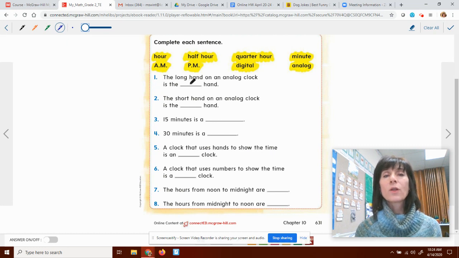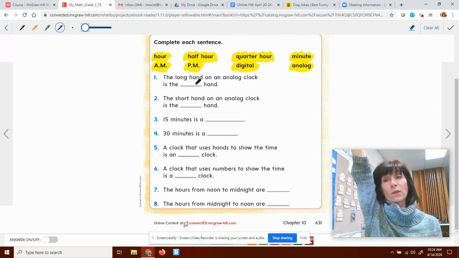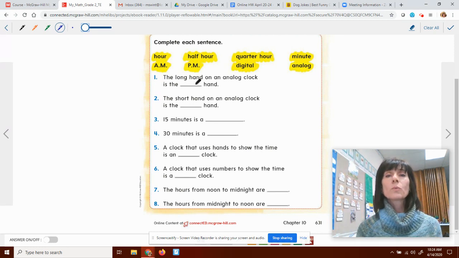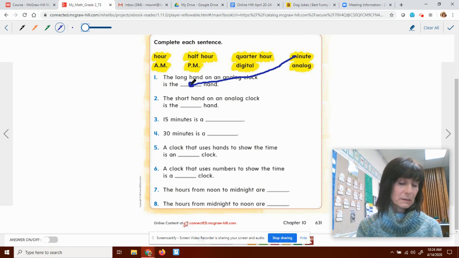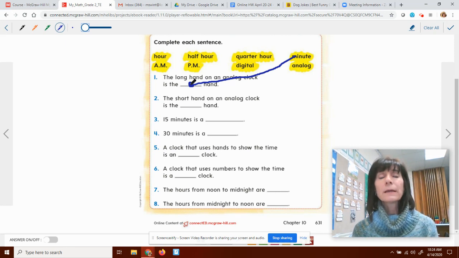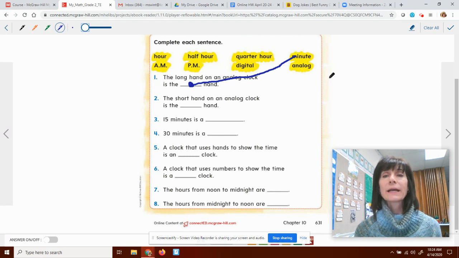Number one, the long hand on an analog clock is, we've talked about the long hand and the short hand. So taking a look up here, which one was the long hand? Well, the two hands are either the hour or the minute. And if you said minute, you are correct. Now, I would like you to write the actual word, but because the pen doesn't work as conveniently as your pen, I'm going to just draw a line.